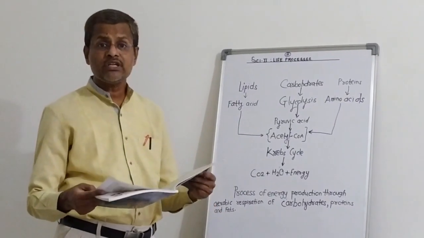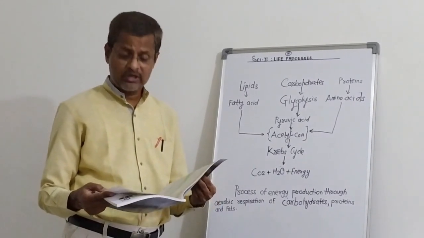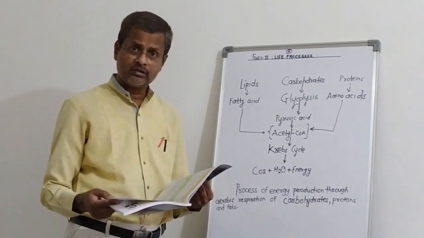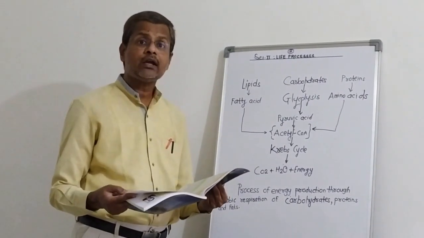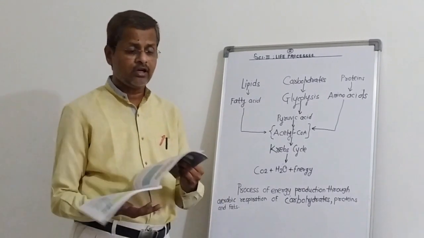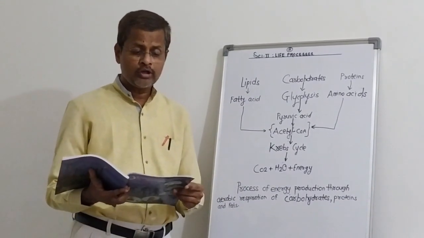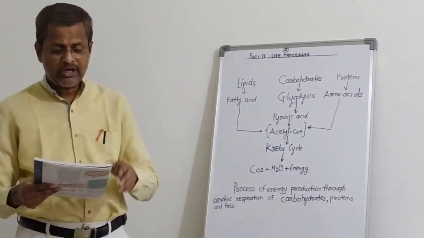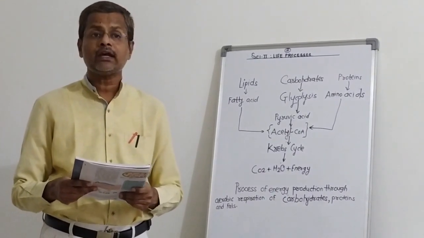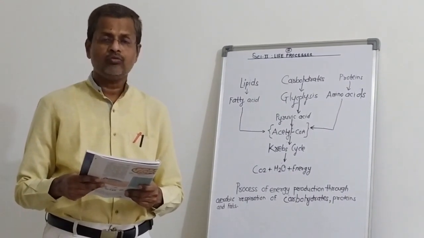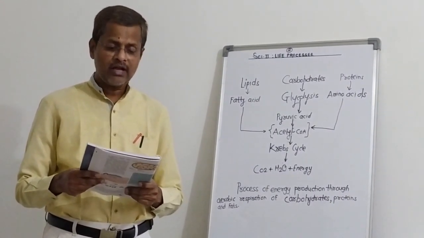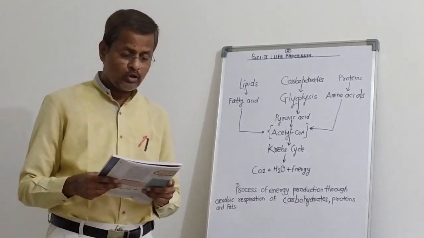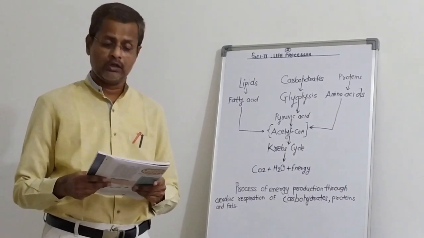So as we have seen, aerobic respiration takes place in 3 stages. They are glycolysis, the tricarboxylic acid cycle and the electron transfer chain reaction. This particular cyclic reaction of tricarboxylic acid was discovered by Sir Hans Krebs. Hence, this particular process is also called the Krebs cycle.